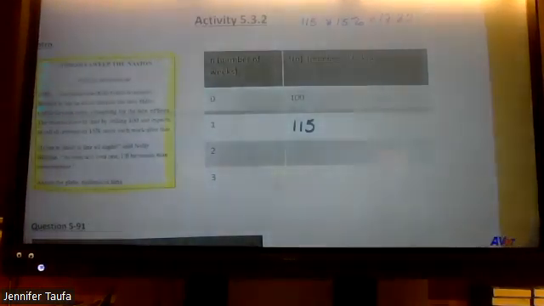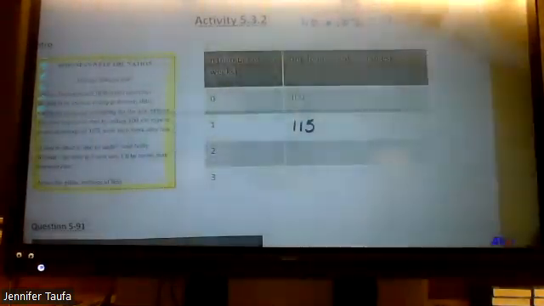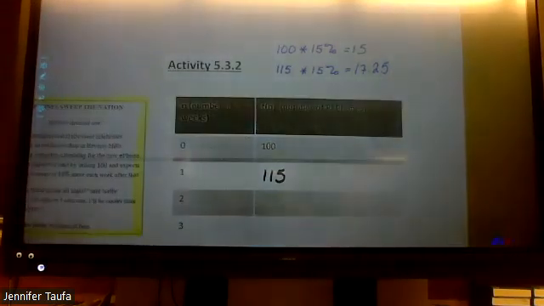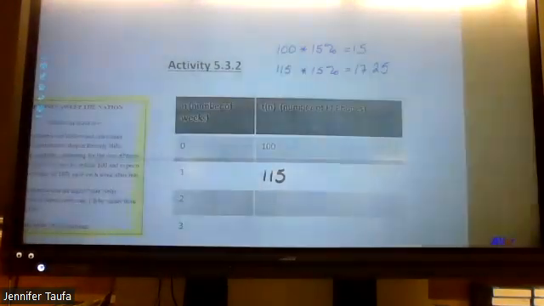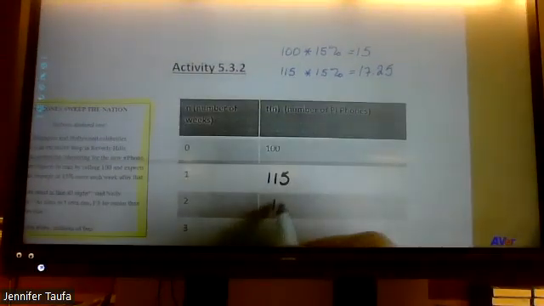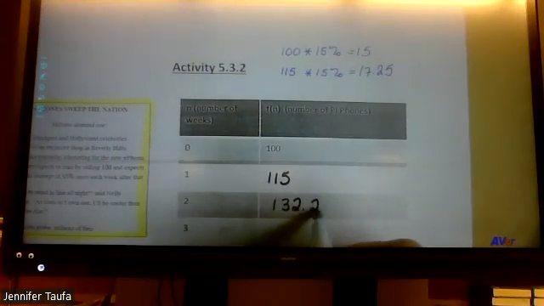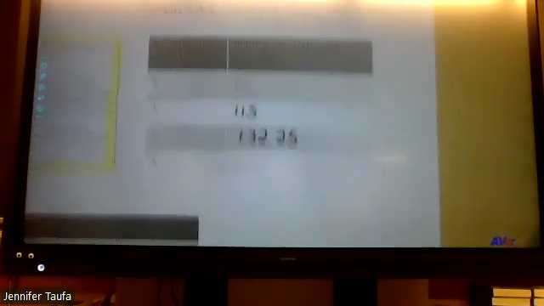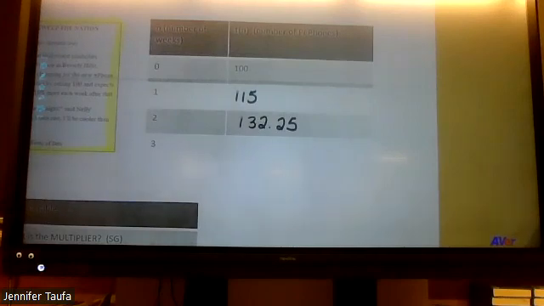So that means I've sold 17.25 more iPhones than the previous week. So I'm going to add that to my 115. And you should get 132.25 iPhones. Now, we could keep going like this. Or we could really stop and ask ourselves, we have a sequence here. In fact, we have a geometric sequence.